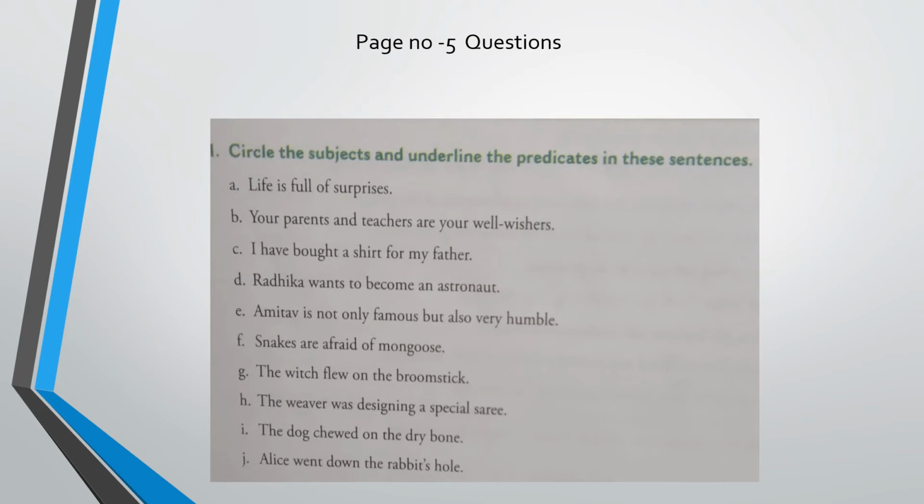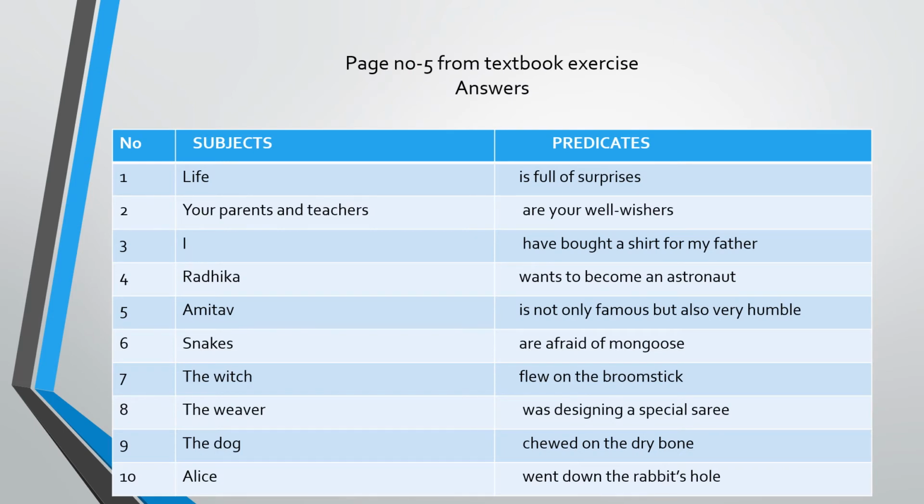So after the definition of subject and predicate, let's take the exercise. Page number 5. On page number 5, these 10 to 12 questions are given. Circle the subject and underline the predicate. I have given the answers for this exercise also. See here, page number 5, textbook exercise answers are given. You have to write down the questions also, prepare a table like this and write down the answers in your notebook.